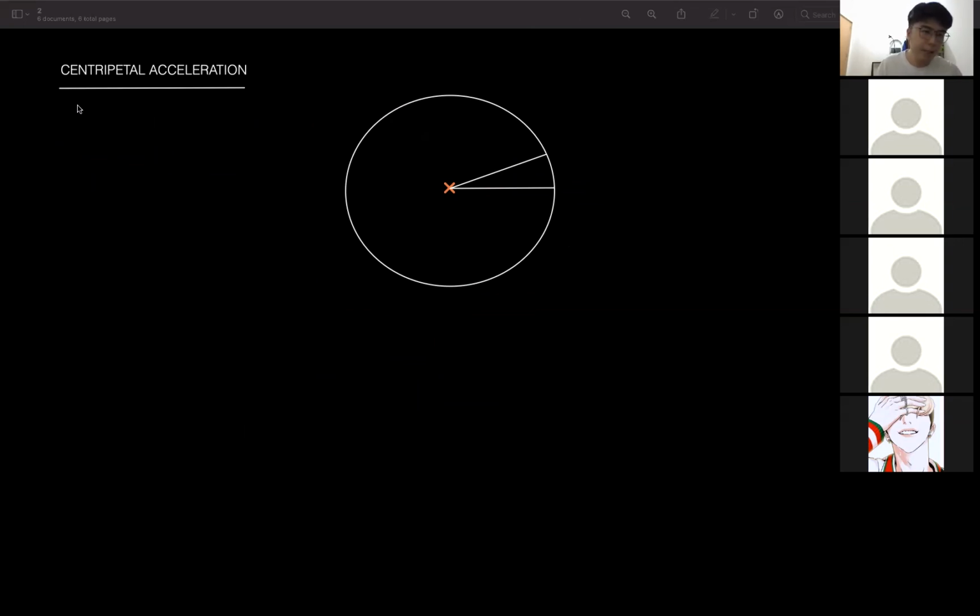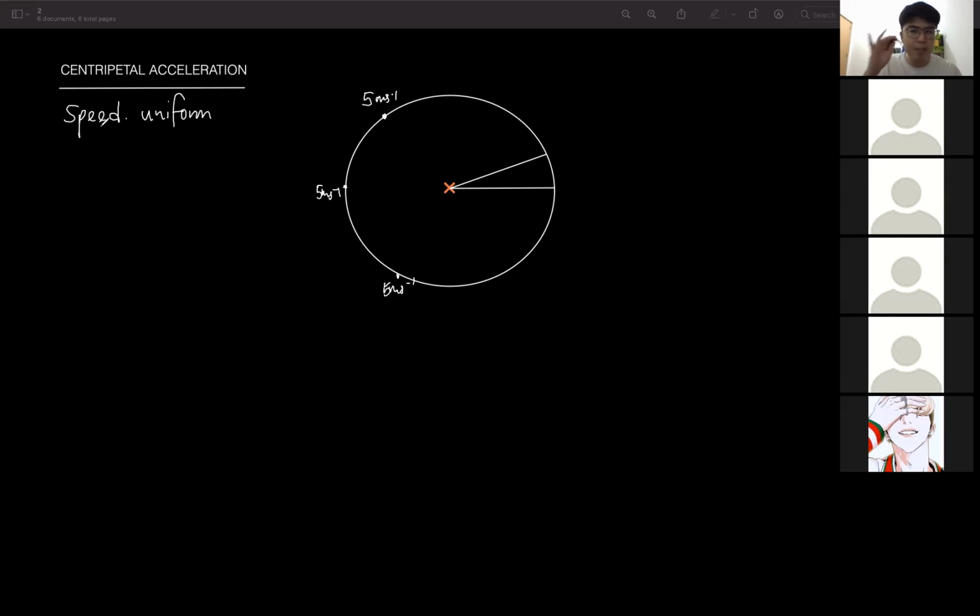First thing, speed. When an object moves in a circular path, the speed is uniform, meaning that the speed is the same. Understand that speed has no direction. We are only talking about magnitude. So if the object moves here, let's say 5 meters per second, the speed over here is also 5 meters per second. The magnitude is the same.